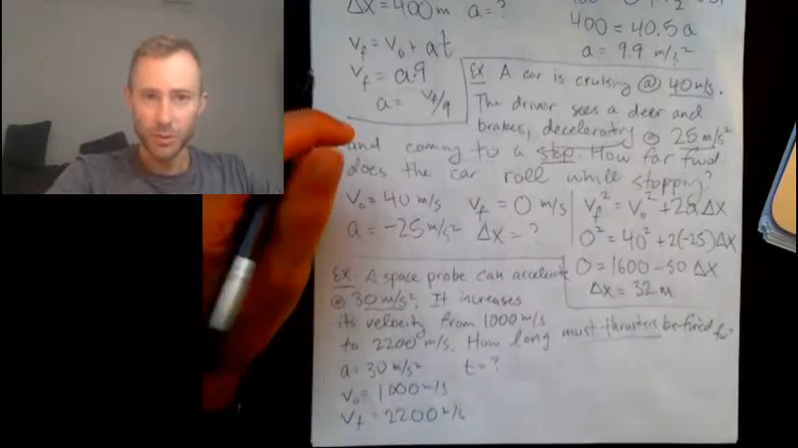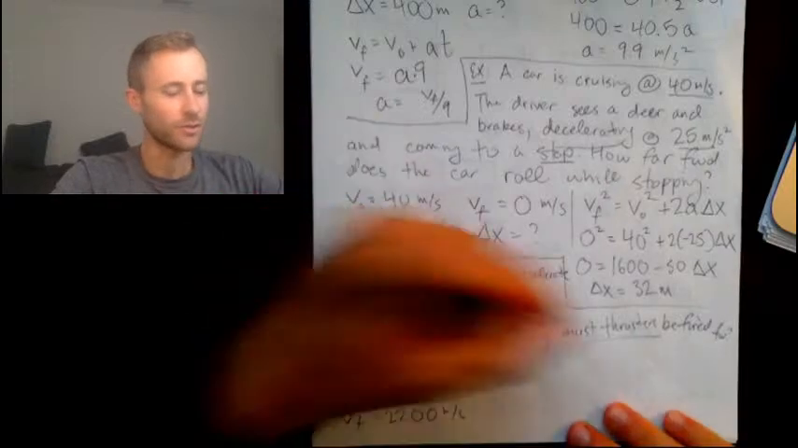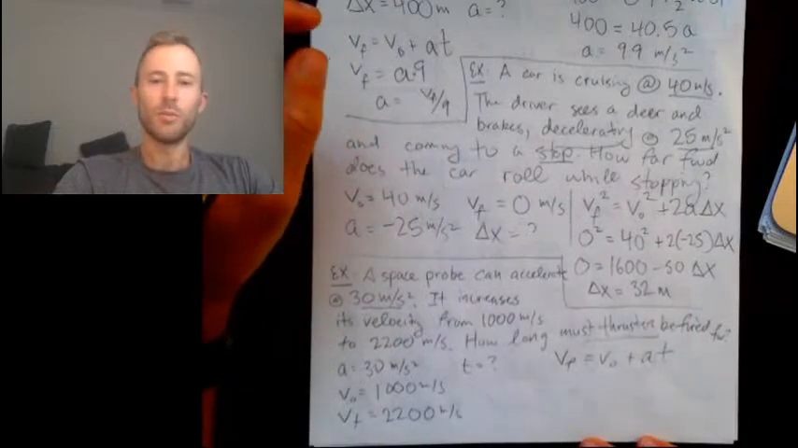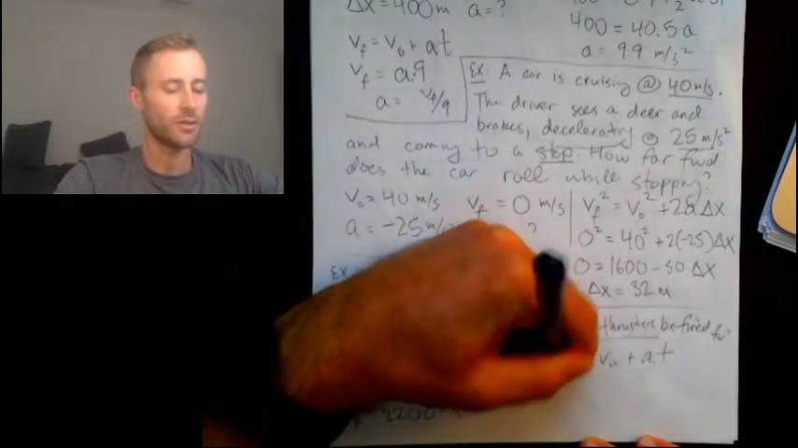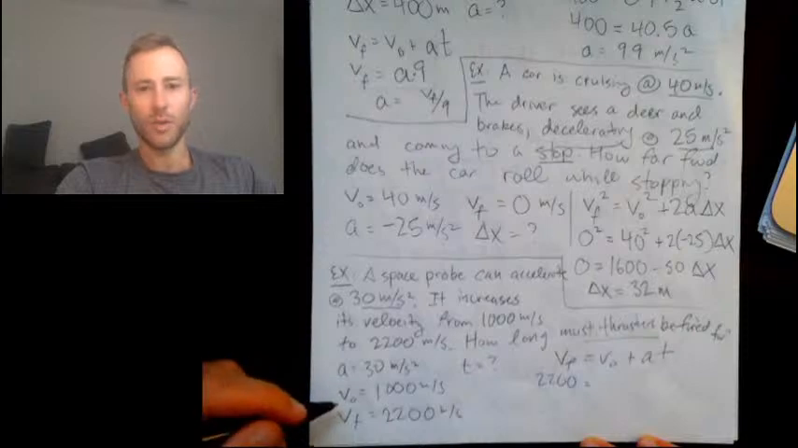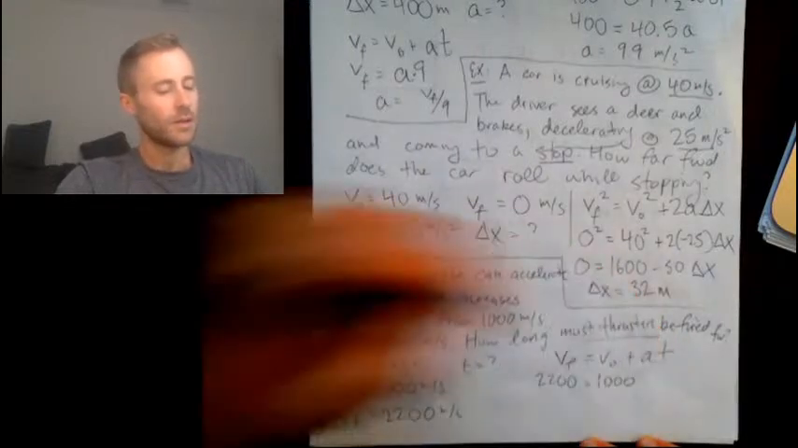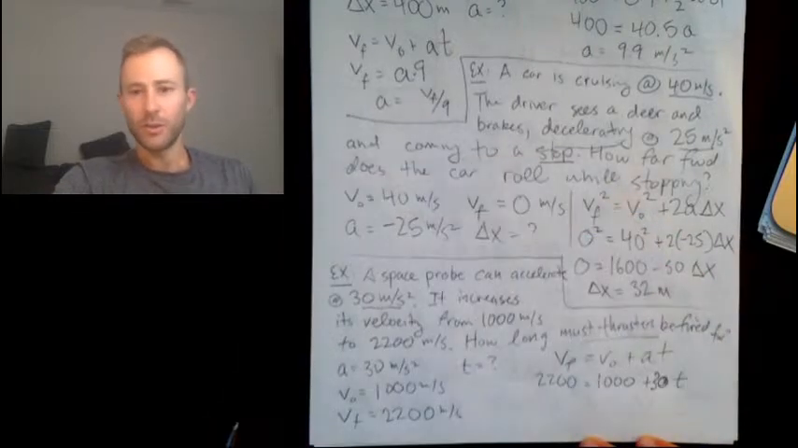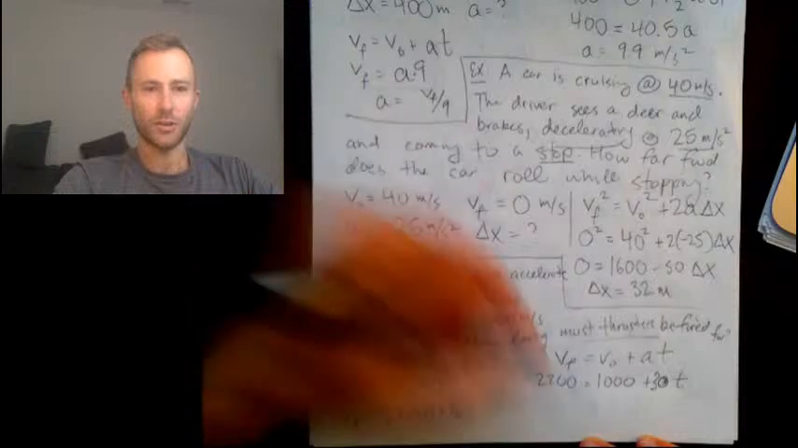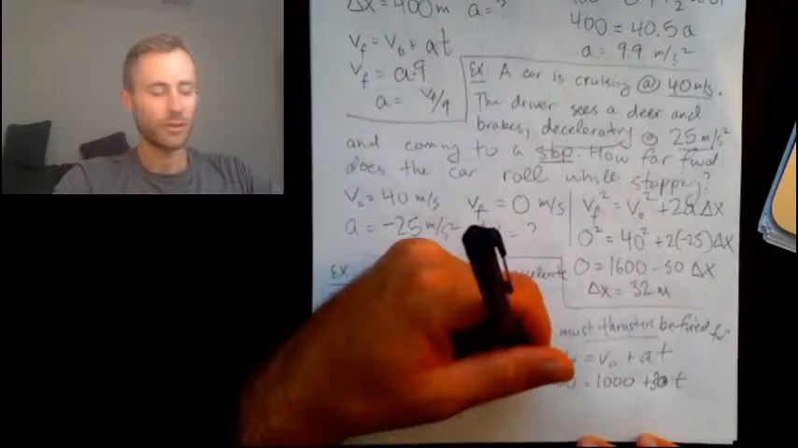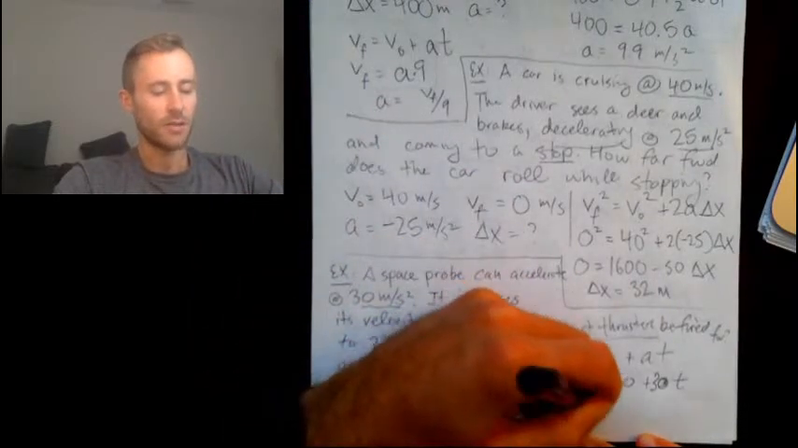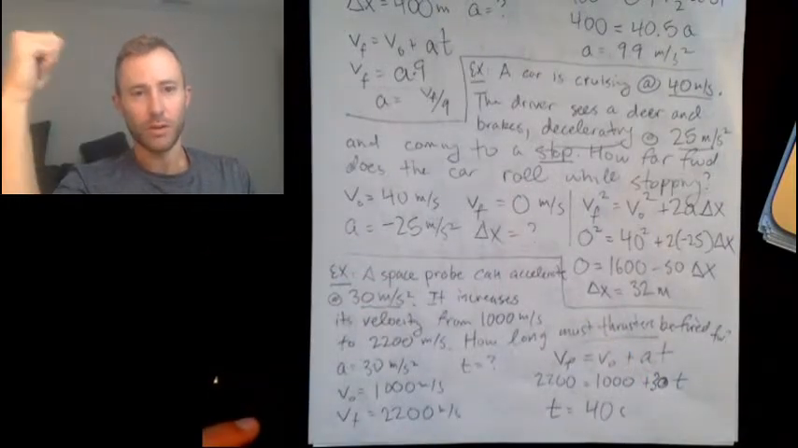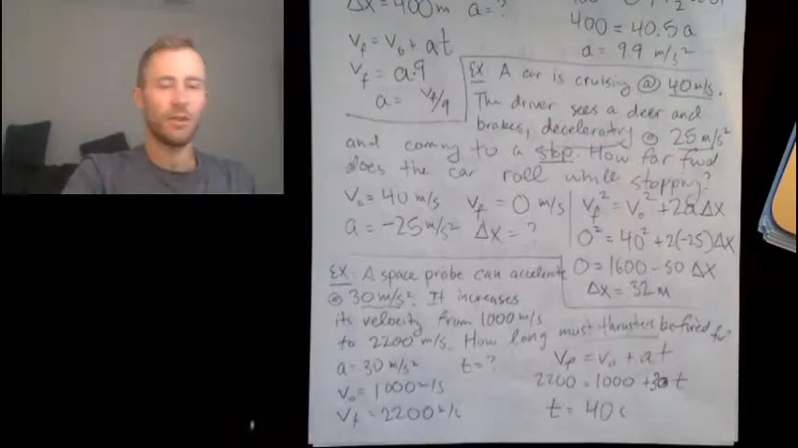Now, if you haven't guessed already, I'm doing one example for each kinematics equation. So this is the third kinematics equation. We plug in variables. V final is 2,200. V initial is 1,000. Acceleration is 30. We can solve this equation for time. I'm not going to show the steps because my lesson is running a little bit long, but the time is 40 seconds. So that would be a 40-second burn of the thrusters, and then you would achieve the velocity that you need to.